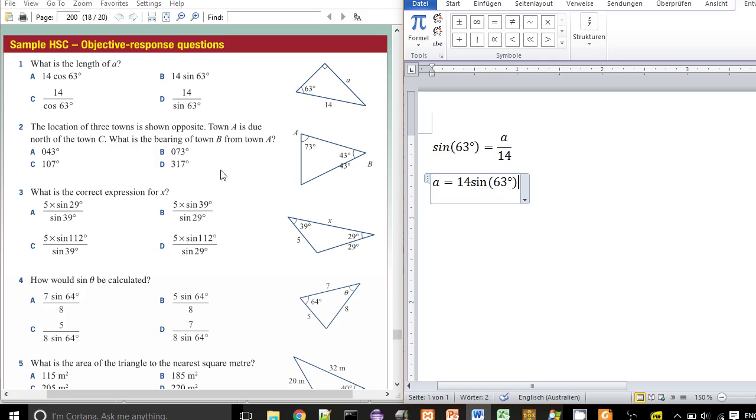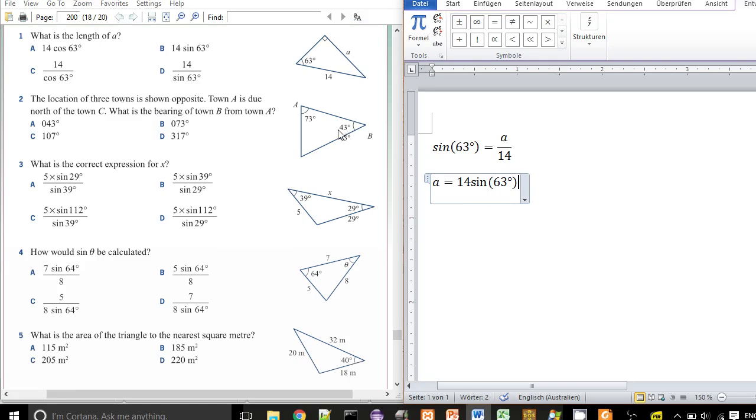The location of three towns is shown opposite. What? Okay, so this is meant to be vertical. The bearing of B from A. I'm guessing we need to know this angle. Because this is north, the bearing goes clockwise, so we just need to know this angle.